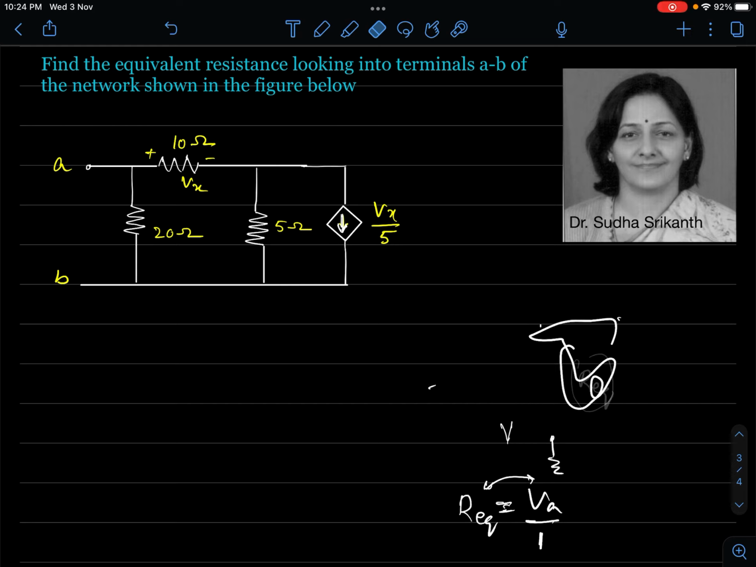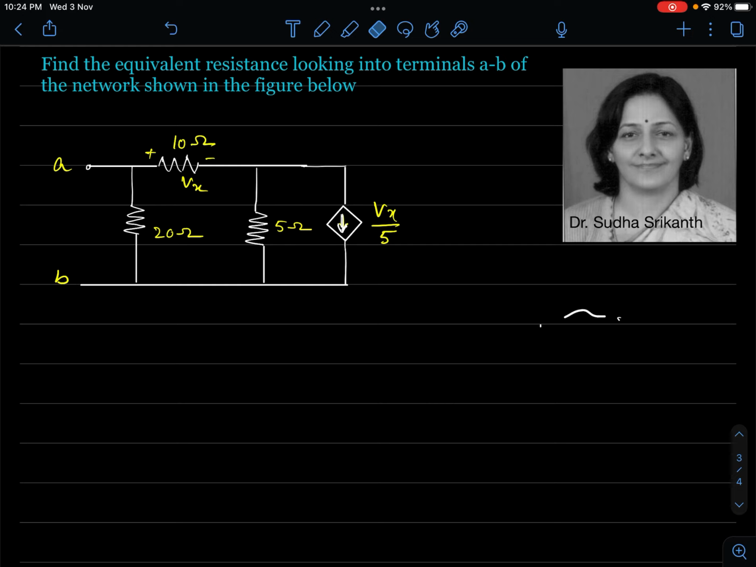This method is adopted because the network doesn't have any independent source. So we have to bear it in mind. If the network doesn't have an independent source, the method is simple. We try to connect a 1 ampere current source, then try to find out the potential difference.